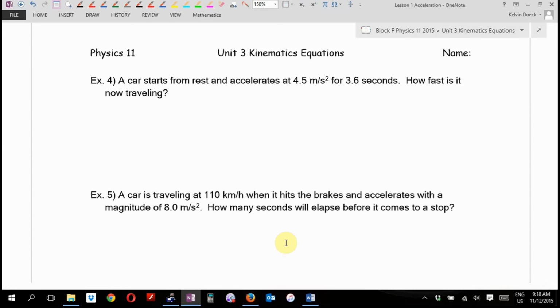A car starts from rest. You know what, Haley? I would probably underline the words from rest. That's important. And accelerates at 4.5 meters per second squared for 3.6 seconds. How fast is it now traveling? What's this question asking me to find? Let's write down VF equals question mark.